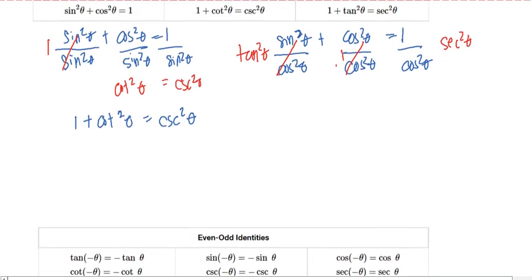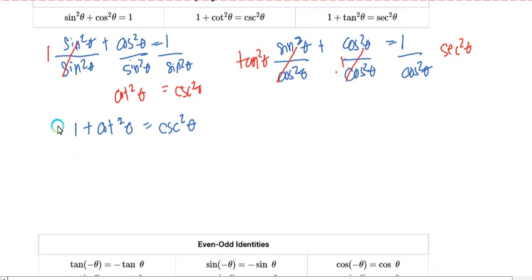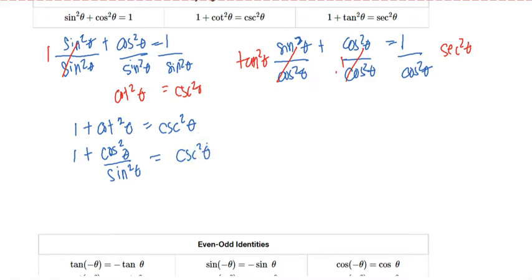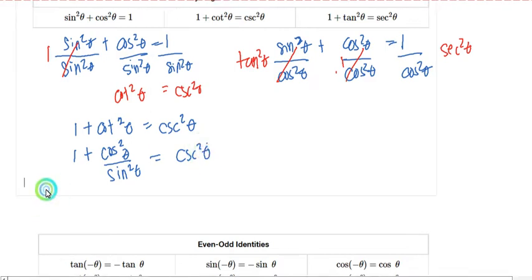Okay. So we have 1 plus cotangent squared theta. Since cotangent is cosine squared theta all over sine squared theta, this is equal to cosecant squared theta. So our goal is that it should become cosecant squared theta.